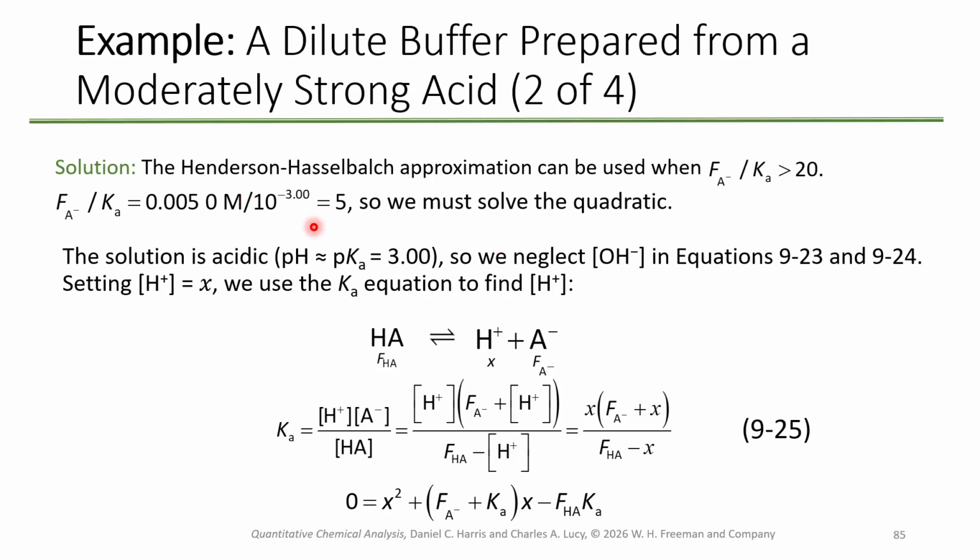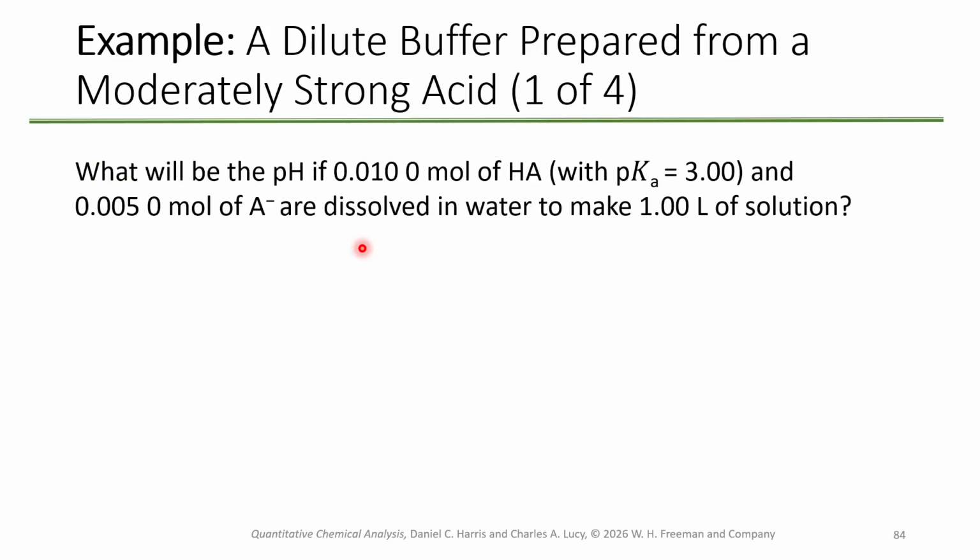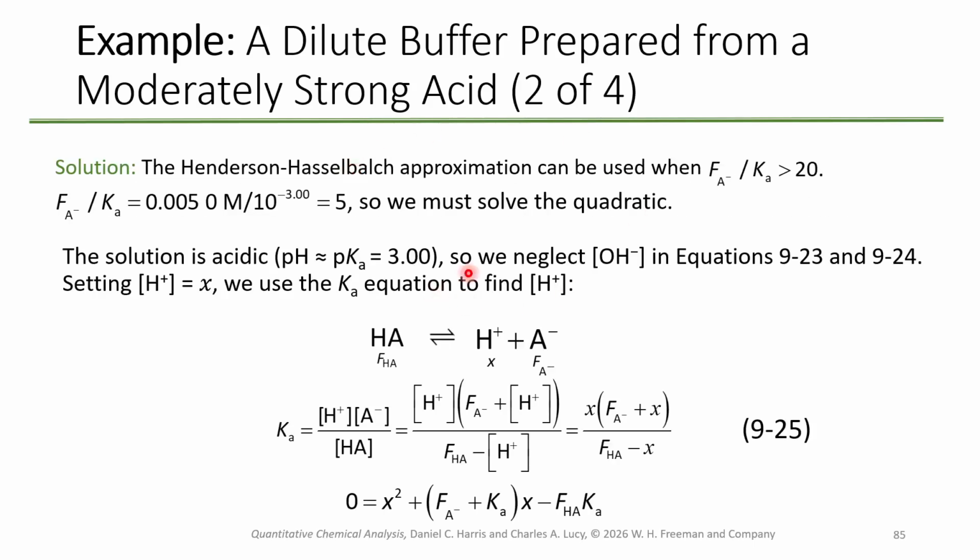So our solution is going to be acidic because our pKa is going to be 3 for this, right? Telling us that we have a reasonably strong acid. And so the pH is going to be approximately the pKa for this because we're pretty close to the same amounts here. We don't have a huge difference between the two species. We can neglect the OH minus concentration because we're in an acidic solution. It's going to mean we have very small concentrations of OH minus, right?